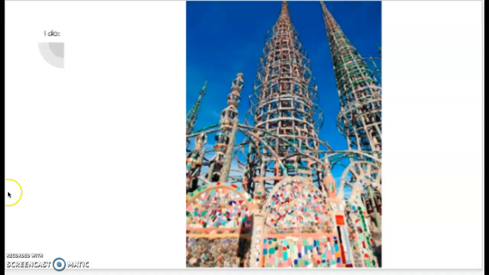Last time we were here in Science, we learned that this structure was made out of lots of different small pieces of glass and cups and other things found in the Watt city where this tower is located.